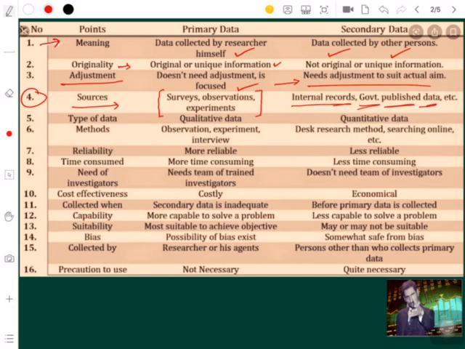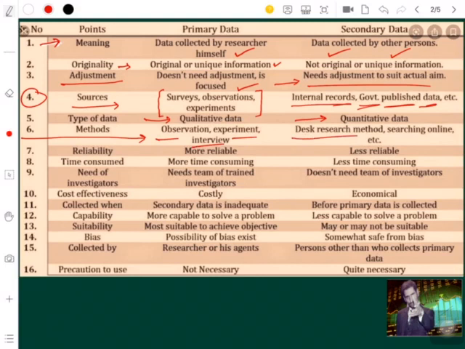I'll come to it, what is published and unpublished data. Data could be qualitative data and quantitative data. On the basis of type of data, primary data is qualitative data, while secondary data will term as only quantitative data because you cannot rely on the quality of that data. On the basis of method, 6th point, observation, experiment, and interview.